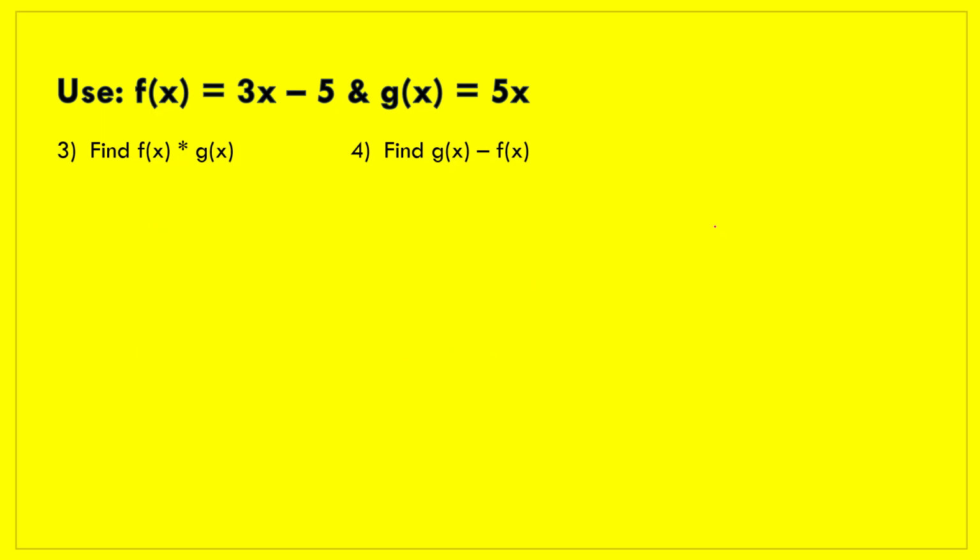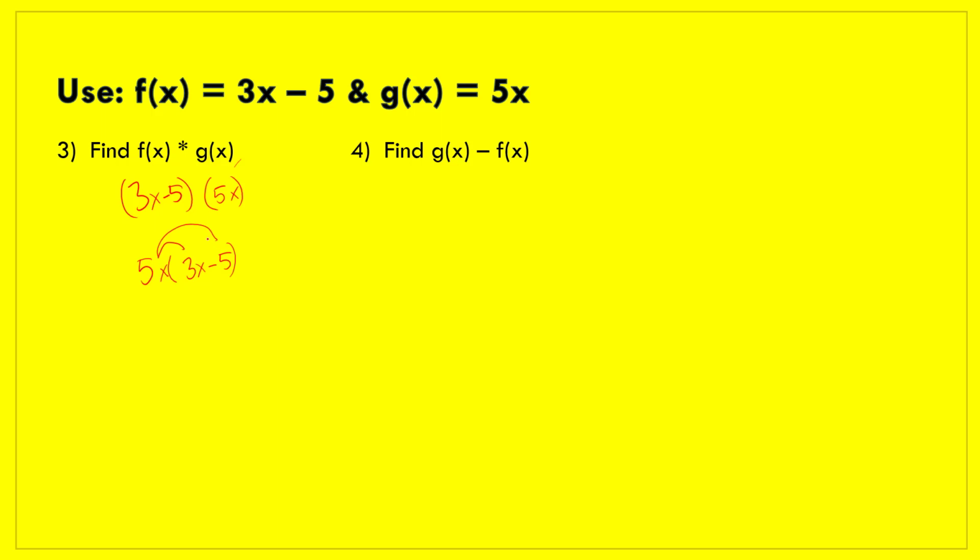Find f of x times g of x. So again, same process. We're going to substitute in our f of x, which is 3x minus 5, and we're going to multiply it by our g of x, which is 5x. And we have a monomial times a binomial. If you need to reverse the order, you may certainly do so, because that makes it far clearer to many of you that we're distributing.